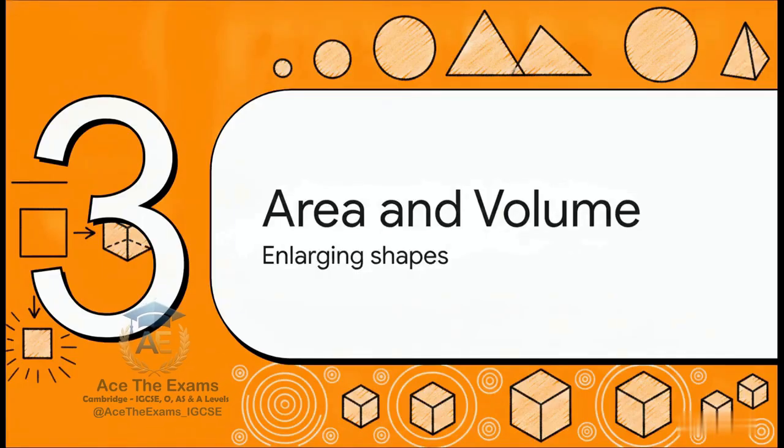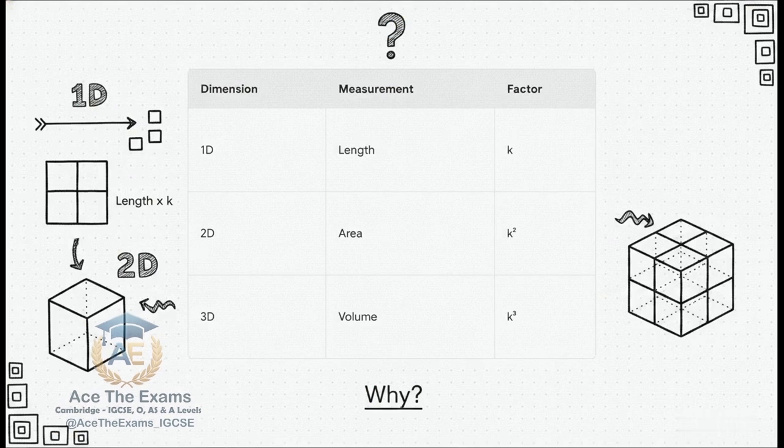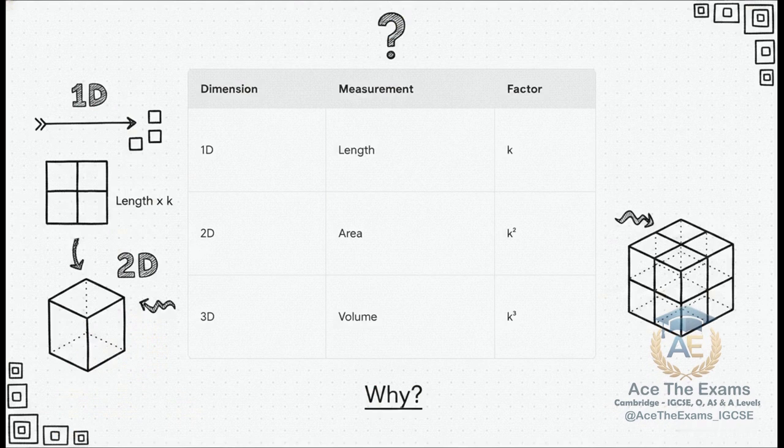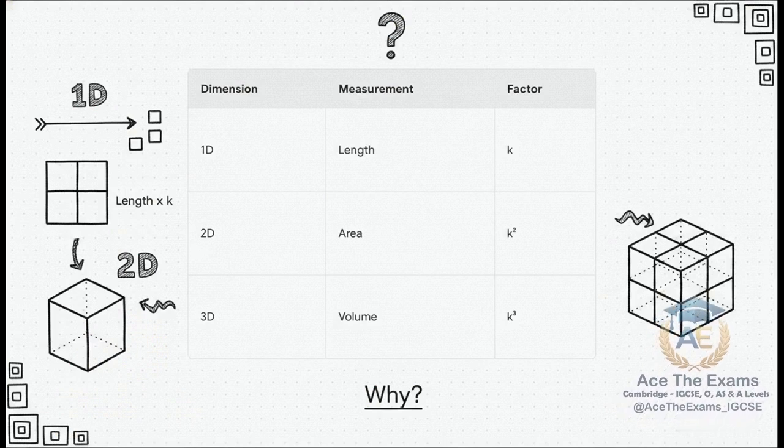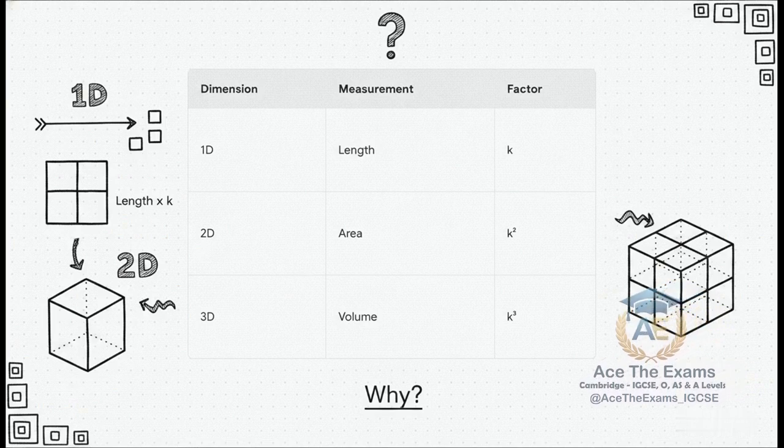Section 3. Area and volume enlargements. Now, what is really fascinating here and absolutely vital for your exams is what happens when we escalate from one dimension, like a simple line or height, to 2 or 3 dimensions. You must memorize this rhythmic escalation. 1D length scales by k, 2D area scales by k squared, and 3D volume scales by k cubed.